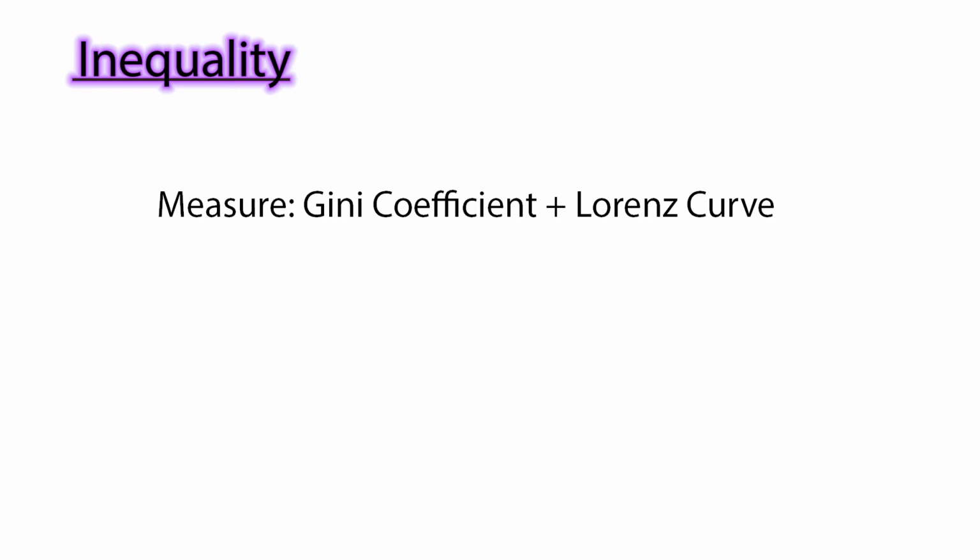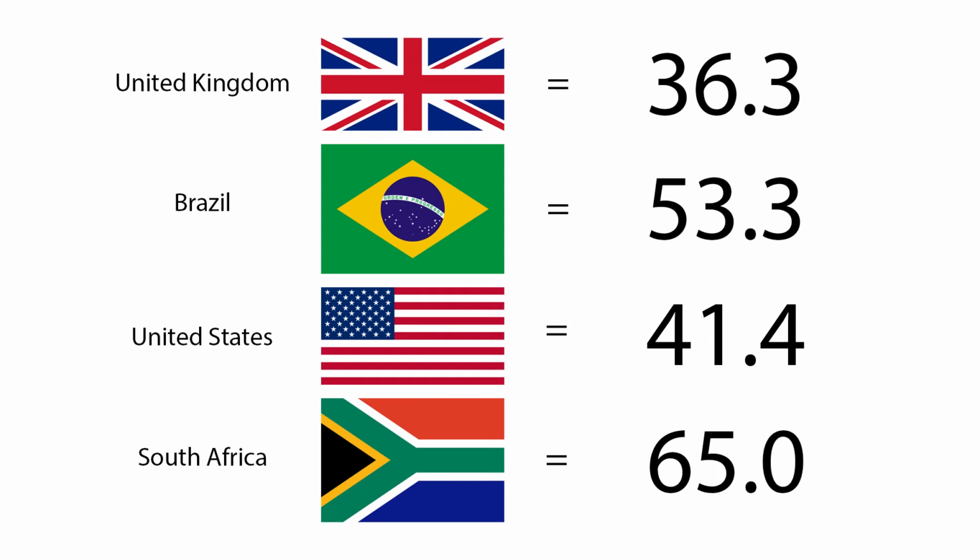For inequality, there are a few different ways we could look at this, but generally we like to look at income distribution, which is best measured by the Gini coefficient, which we'll learn about in later topics and you might already know about. And we can use the Gini coefficient to create the Lorenz curve. The long and short of it is that we want our Gini coefficient to be as low as possible, which, as you can see, the UK does pretty well when you compare it to other countries such as South Africa and Brazil.